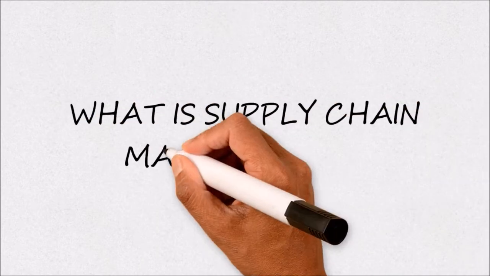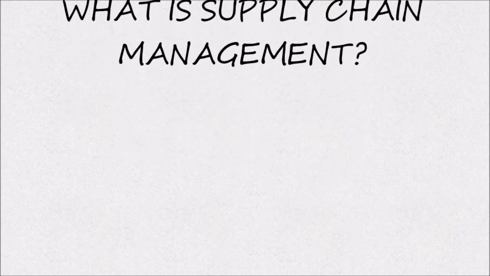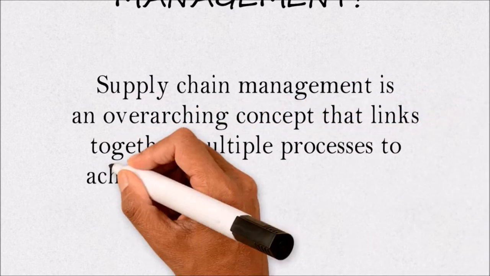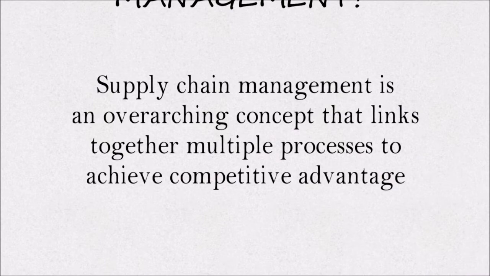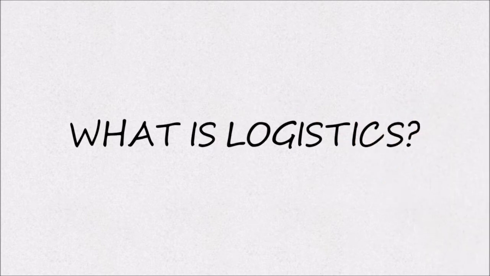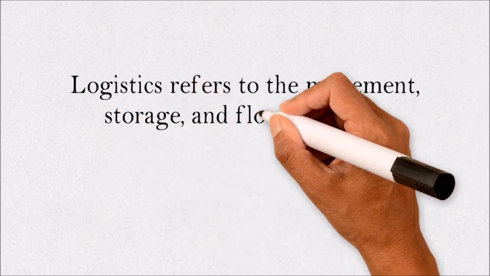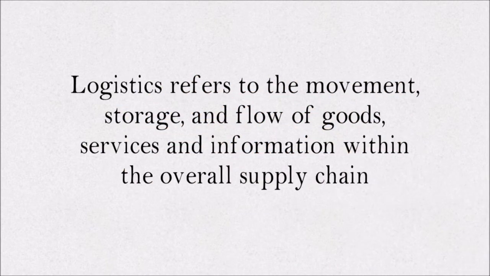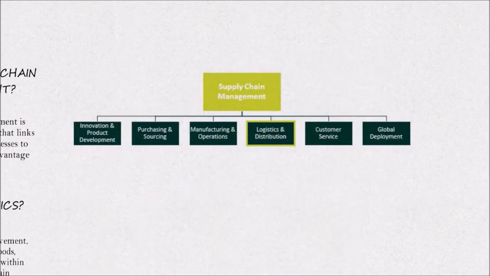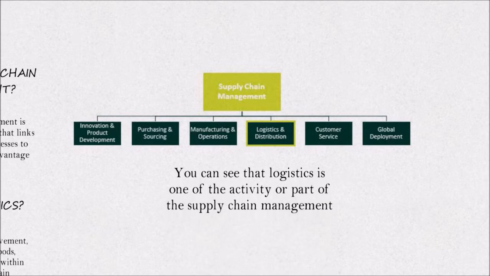So, first of all, what is supply chain management? Supply chain management is an overarching concept that links together multiple processes to achieve competitive advantage. Next, what is logistics? Logistics refers to the movement, storage, and flow of goods, services, and information within the overall supply chain. These are the activities that are included in supply chain management. You can see that logistics is one of the activities or parts of supply chain management.